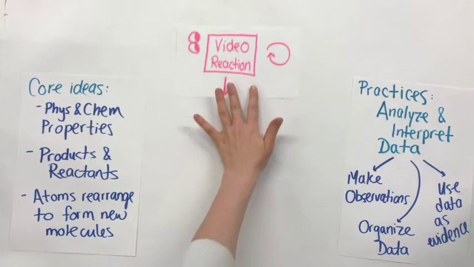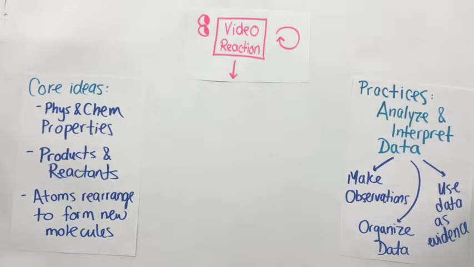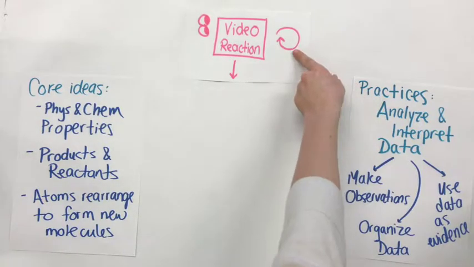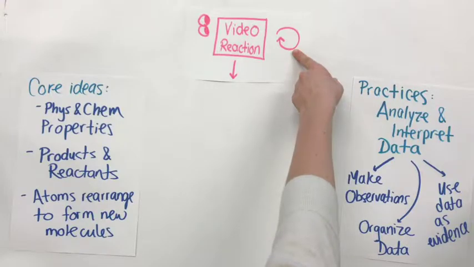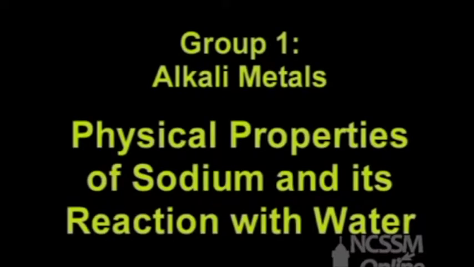Okay, so the first thing that the students do for this assessment is they watch a video of a chemical reaction. They come in and individually on their computers they watch a video, and they can watch it as many times as they like. Here's the video.